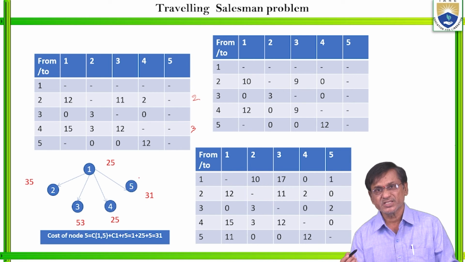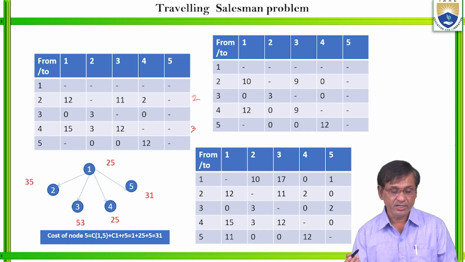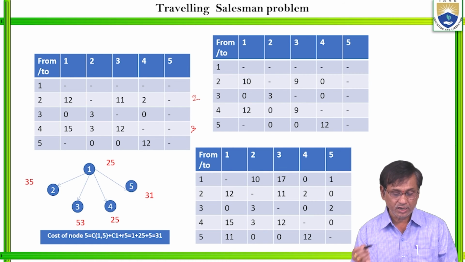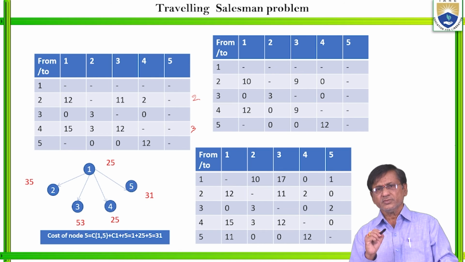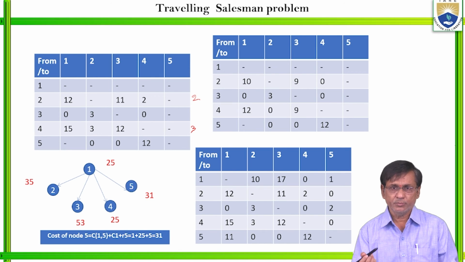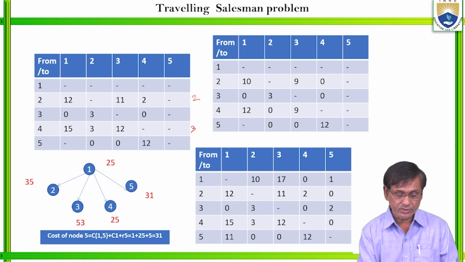So these are the options available for the salesman to go from starting point 1 to 2 or 3 or 4 or 5. Now he has to select a route based on the minimum cost. So among all, the node 4 is having the lowest cost, so he will select node 4 first.